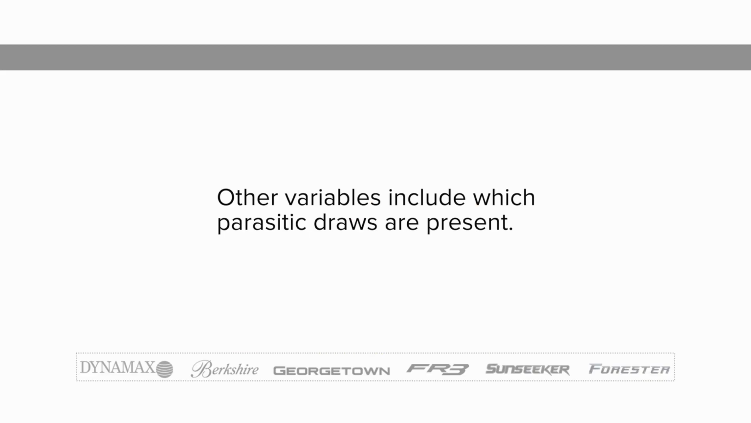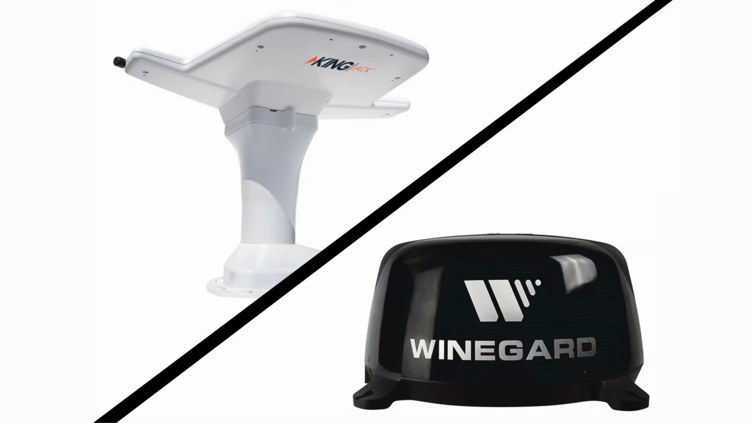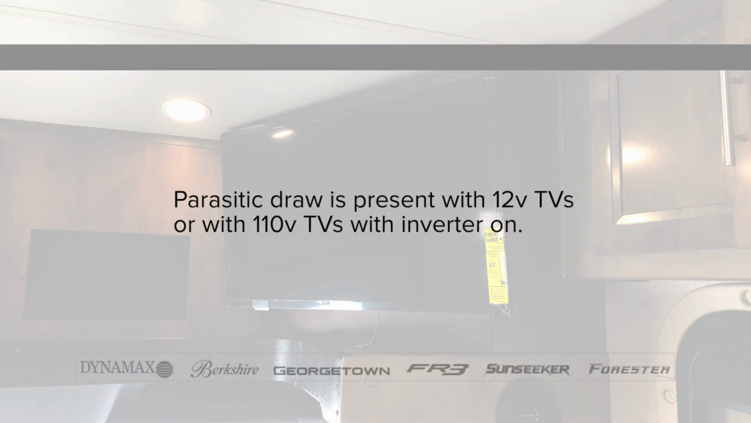Other variables include which parasitic draws are present. Parasitic draws are the electrical components that consume electricity even when they are not in use. Examples include your TV antenna booster, LP gas leak detector, clocks and stereos, and plugged-in TVs or appliances, etc.